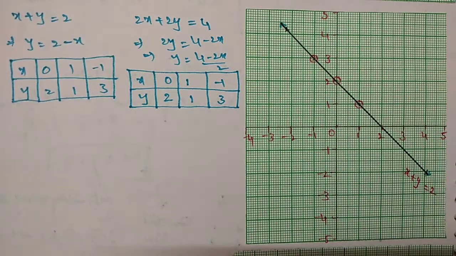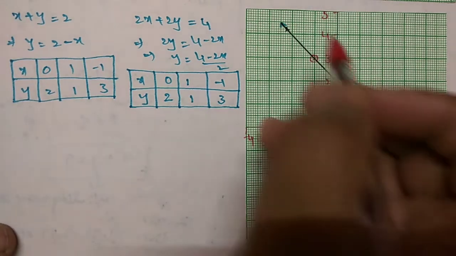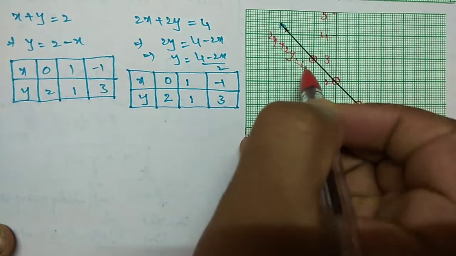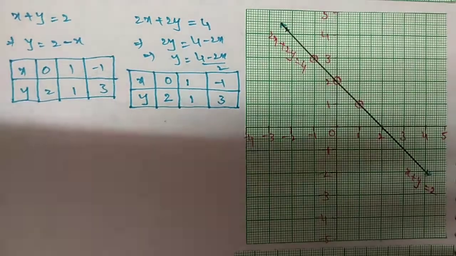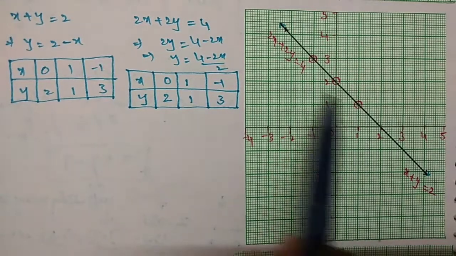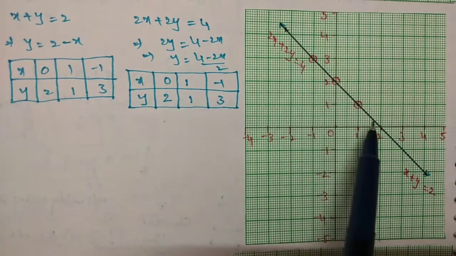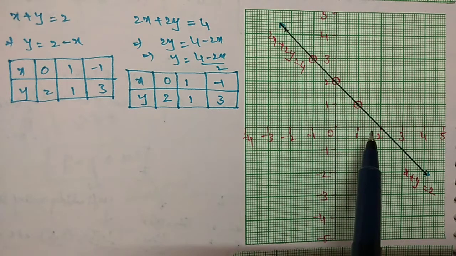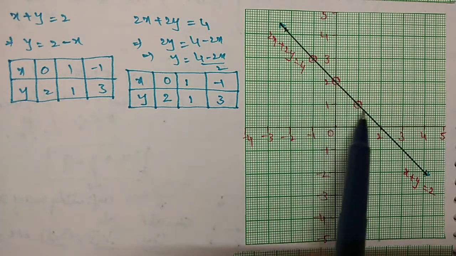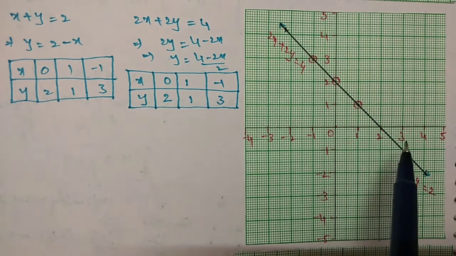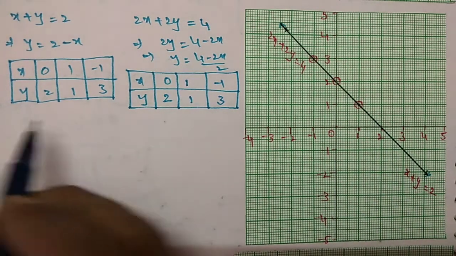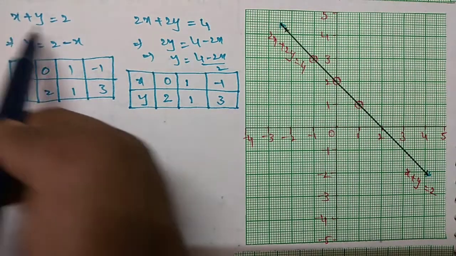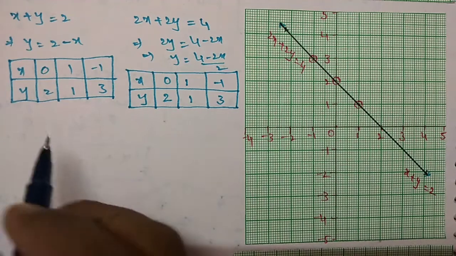So the equation of the line is 2x plus 2y equal to 4. If you observe these graphs, these two are coincident lines, so they have more than one point in common. The points that lie on the lines are called solutions of the line. Already we know that. So let us find the relation between the coefficients of the equations and the number of solutions.